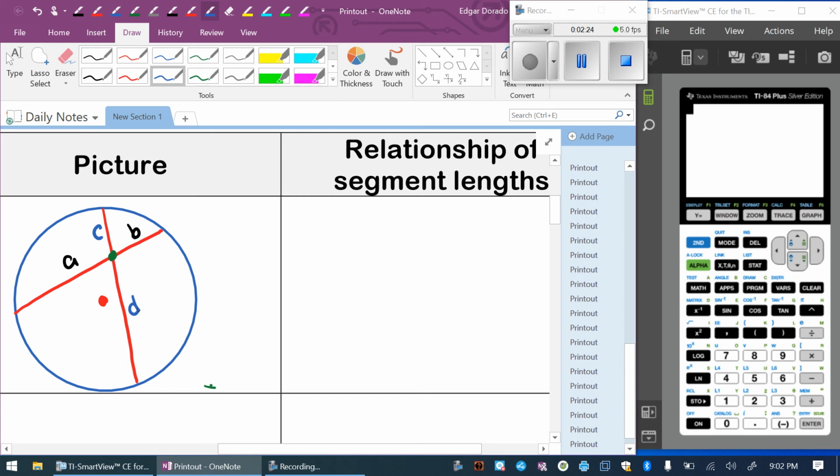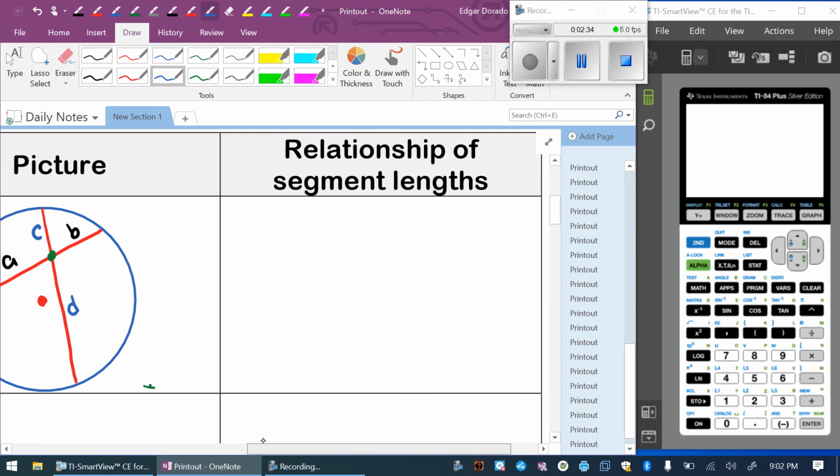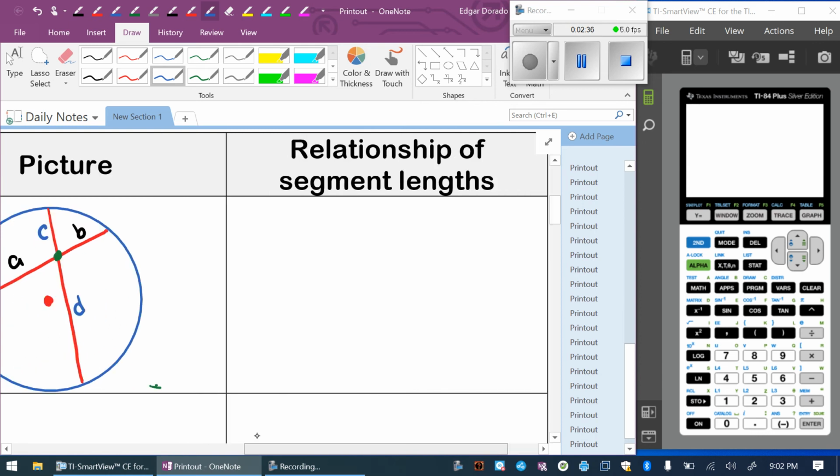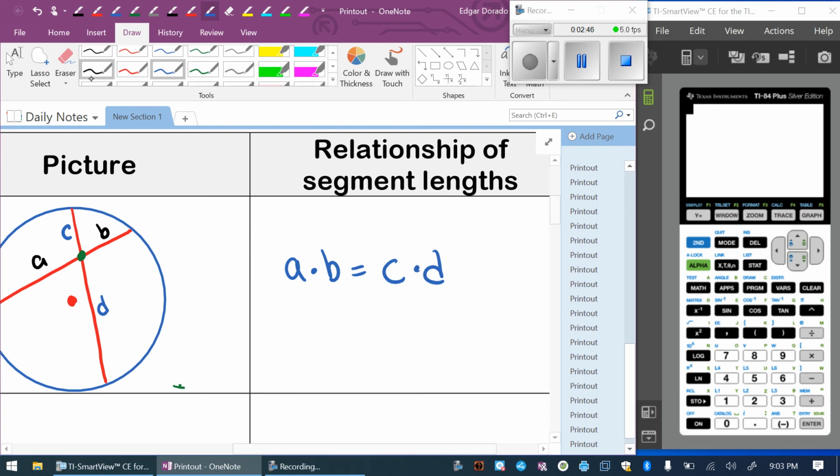So what is the relationship here, guys? What if I actually wanted to find the measure of any of these portions of each of these chords? Or maybe the entire chord? Well, the way I would do that, guys, is I would go ahead and apply a formula. And here is the formula, guys. It is A times B equals C times D. Okay, this is our formula, guys.